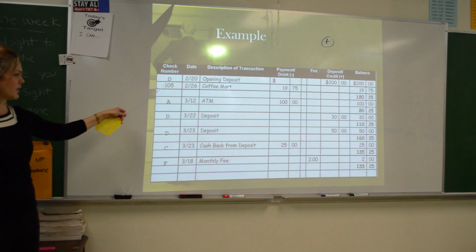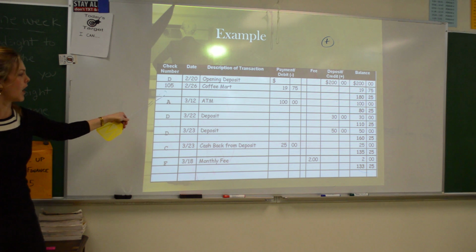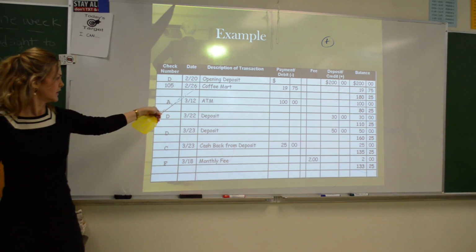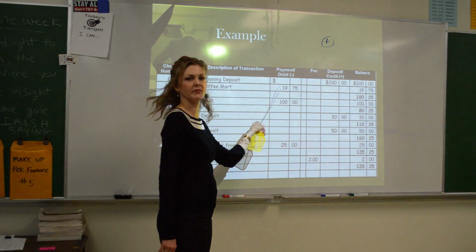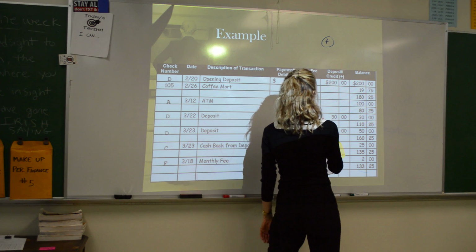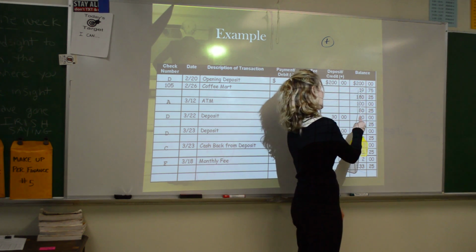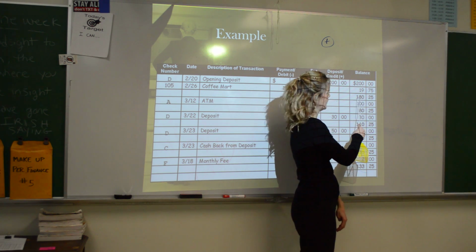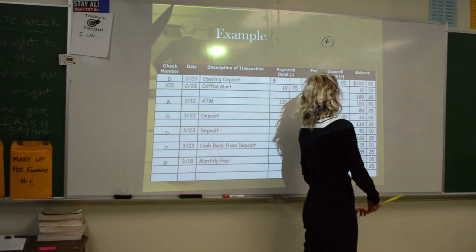All right. Who would like to volunteer and tell us what Sadie did next? John, what did Sadie do next? She wrote a check. What check number? 105. On what day? February 26th. To? For the Coffee Mart. It was $19.75. Okay. In this example, we're carrying over the 1975. So we can do longhand subtraction and get 180.25.